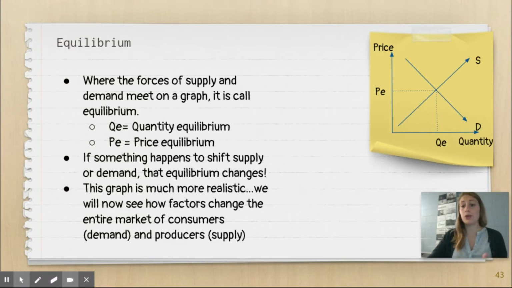So this graph is much more realistic when we are thinking about the economic world. We will now see how factors change the entire market for consumers, and this is based on demand, and producers, and that's based on our supply. So anytime that these lines shift, whether they increase or decrease, it's going to affect our equilibrium, and it is going to change our price and our quantity.